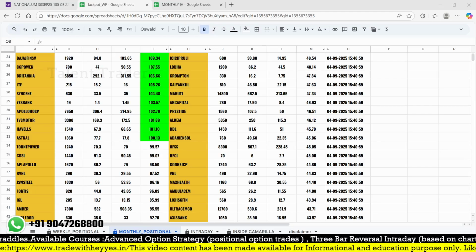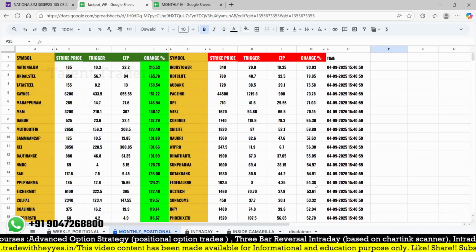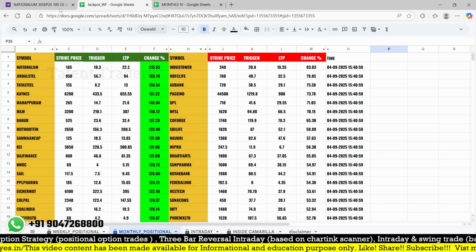In these last 4 days, we have a lot of opportunity. Our concept is how to pick 3 to 5 stocks per month.